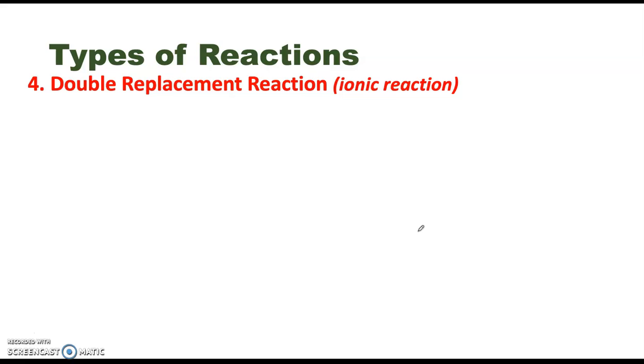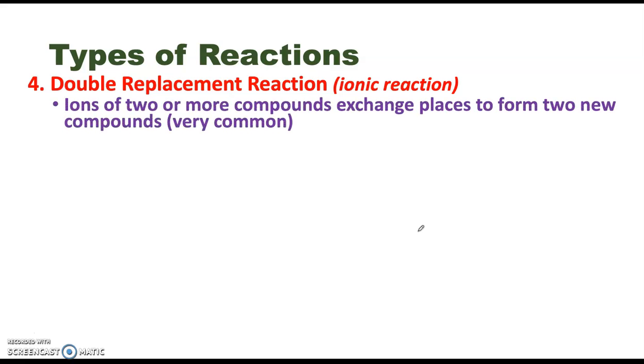Double replacement reaction. This is when you've got ions of two or more compounds. They exchange places to form a new compound. This is a very common reaction. When we do labs, if you went back into all our labs that we've done already, you would start to recognize that a lot of the reactions we were dealing with were double replacement reactions.